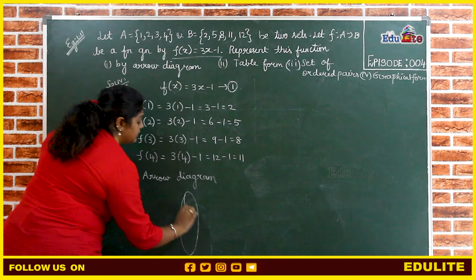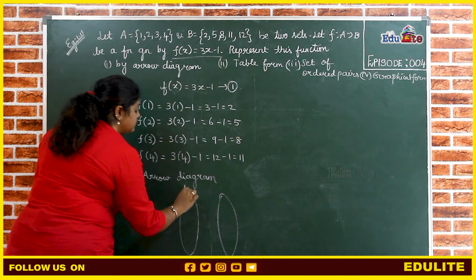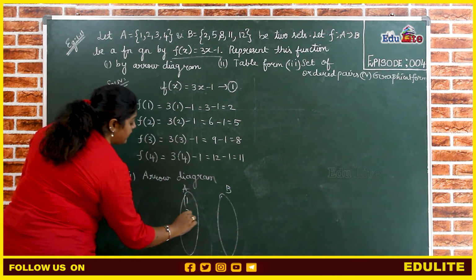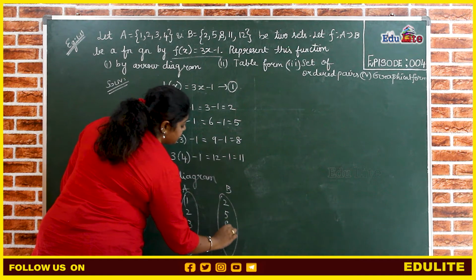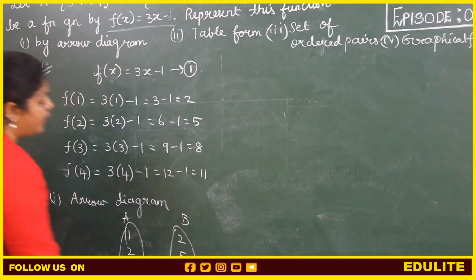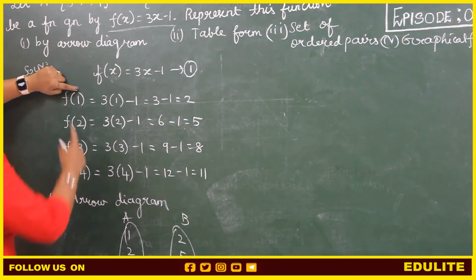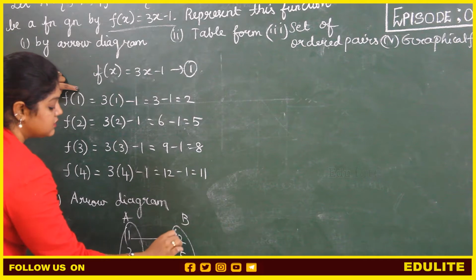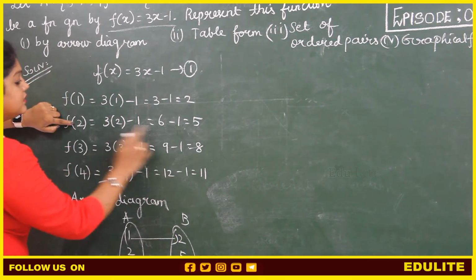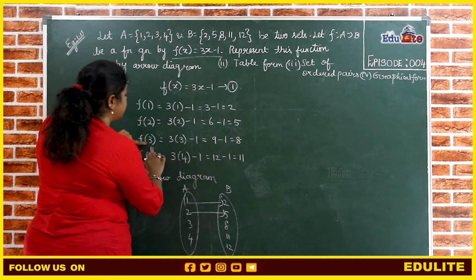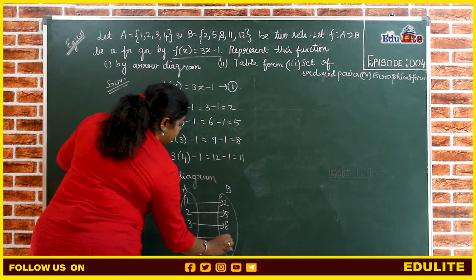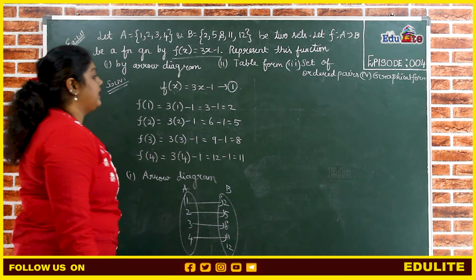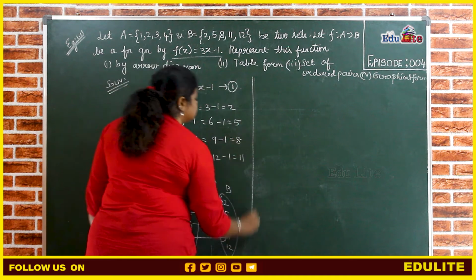We are given two sets of values, A and B, with A as 1, 2, 3, 4 and B as 2, 5, 8, 11, 12. According to the given function, we found that 1 is mapped to 2, 2 is mapped to 5, 3 is mapped to 8, and 4 is mapped to 11. So this is how we represent it in an arrow diagram. We will move on to the second option.